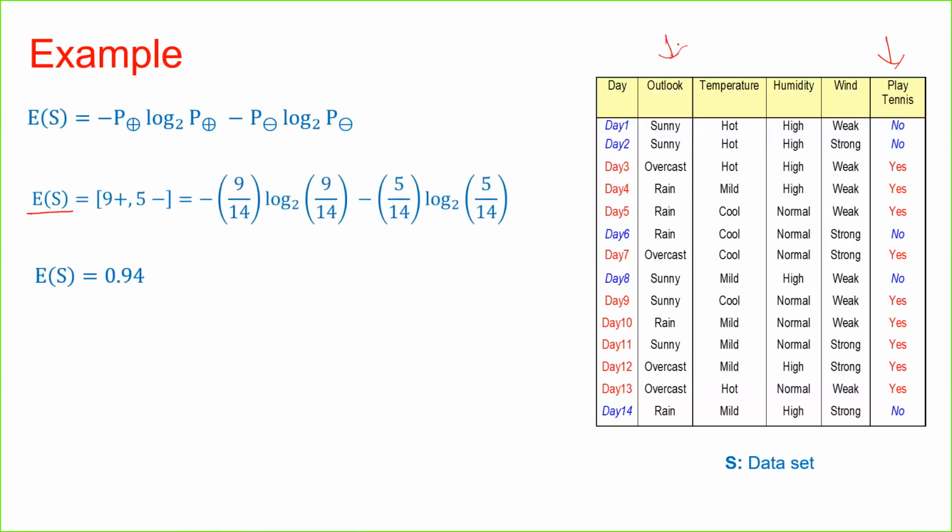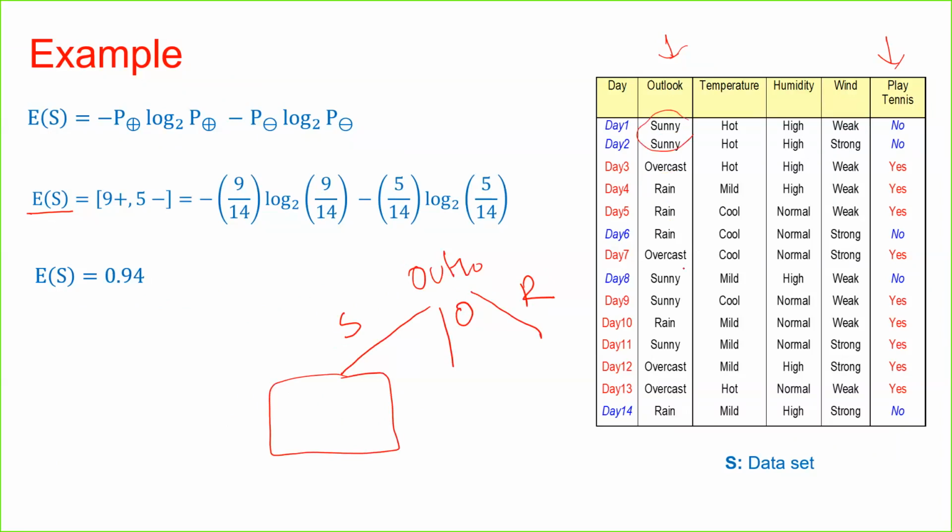What are the possible values for outlook? Three possibilities: sunny, overcast, and rain. Three possible values. If I split it based on the outlook, how many instances will come here? Five.